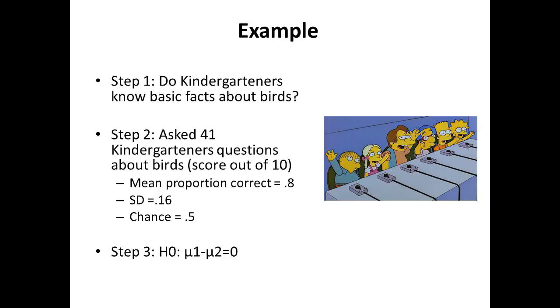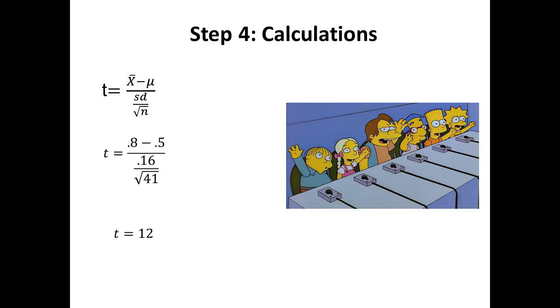So I set up a null hypothesis. In this case, the null hypothesis is that there's no difference between this sample and chance. So 0.8 minus 0.5 equals 0. So then, all we have to do is take the formula we saw earlier and apply it. And you can go through all this math yourself, but it works out to t equals 12.